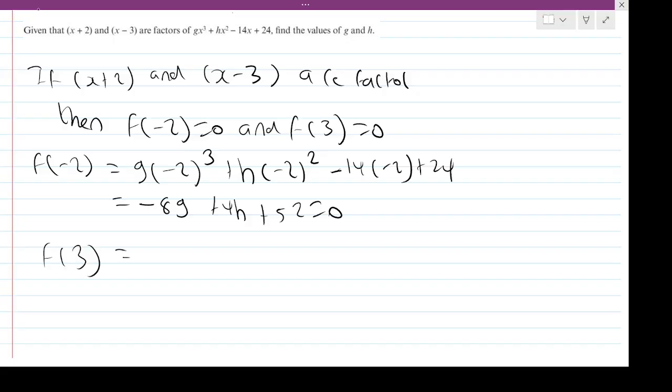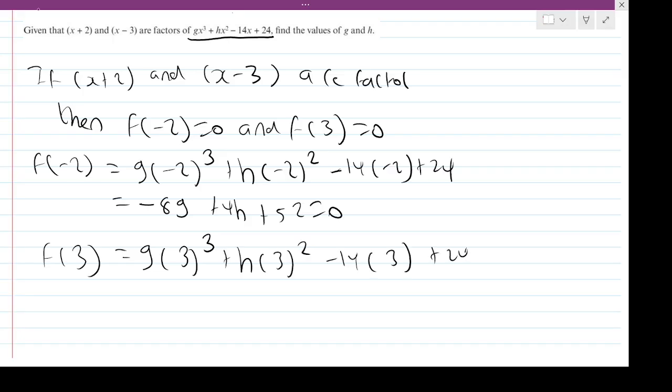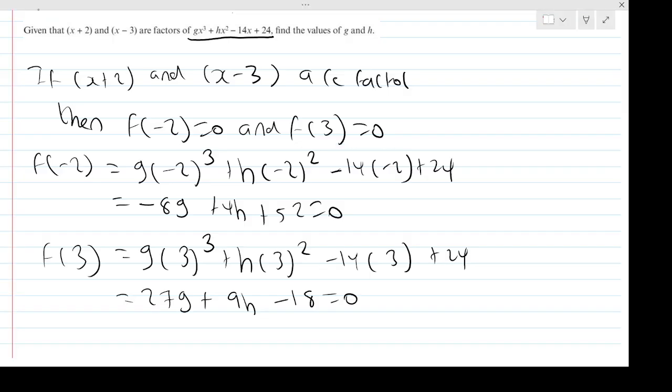And then that would be, if I plug in 3 into the expression, I have g lots of 3 cubed plus h lots of 3 squared minus 14 lots of 3 plus 24. And again, that simplifies to 3 cubed is 27, so that's 27g. And then 3 squared is 9, so 9h. And then minus 14 lots of 3 add 24 is minus 18, so that would be equal to 0, because obviously it's a solution.